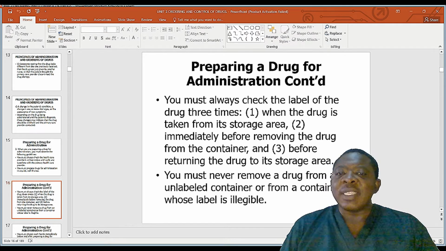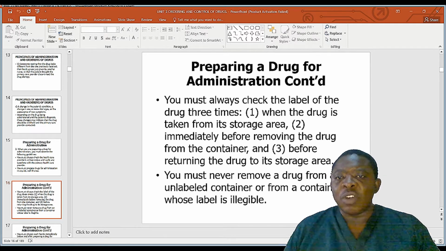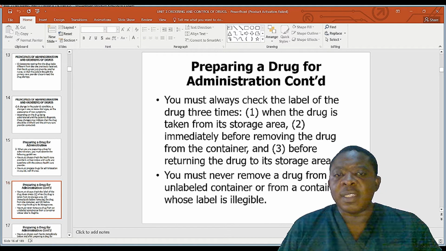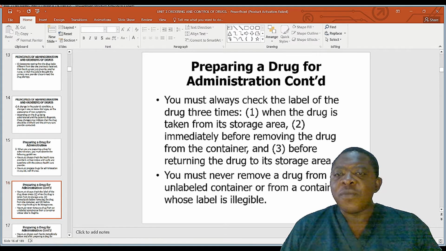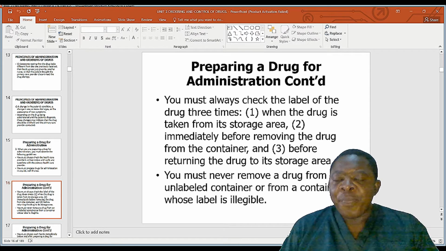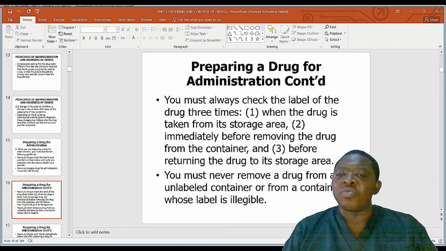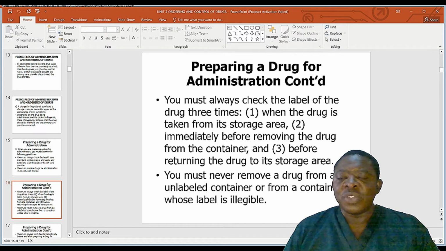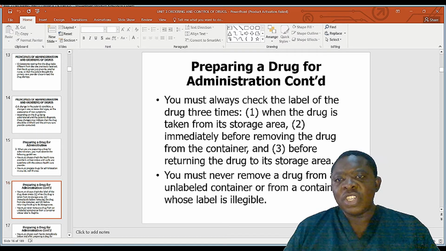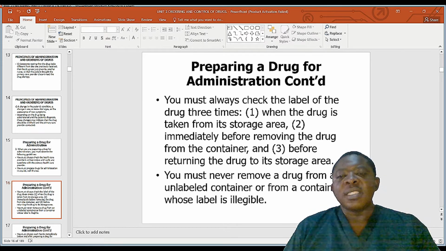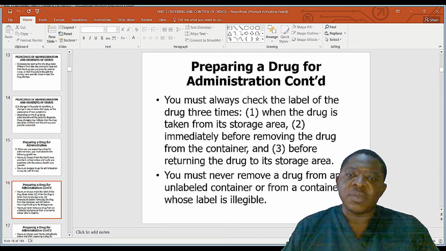When the drug is taken from the storage or the shelf, you have to check that the name of the drug that you want to take there is paracetamol. And immediately before removing the drug from the container, you counter check that yes, you are taking the prescribed drug. And before returning the drug to its storage, or as you return the drug to the shelf, you need to confirm that yes, this is the drug that was prescribed.